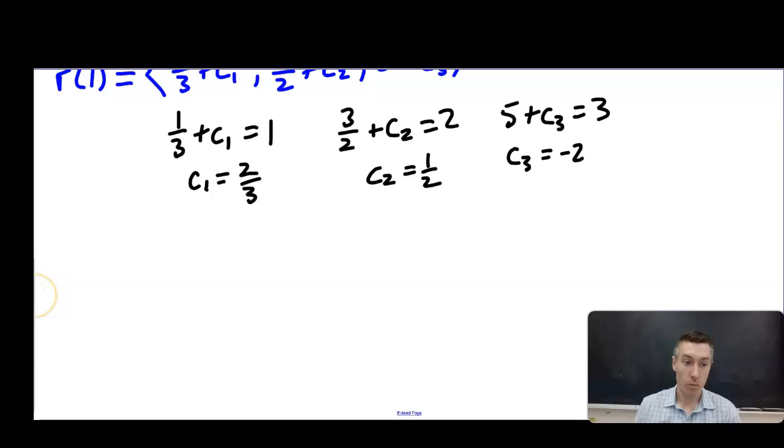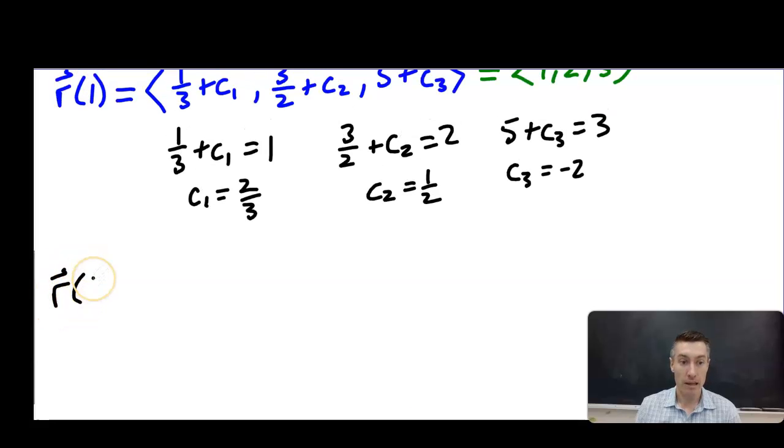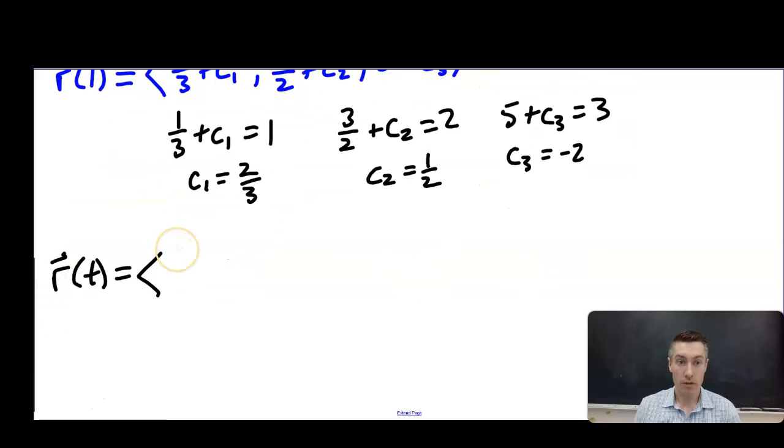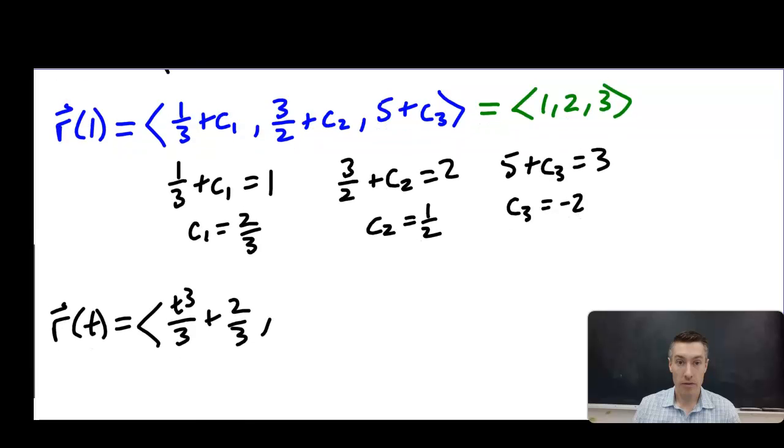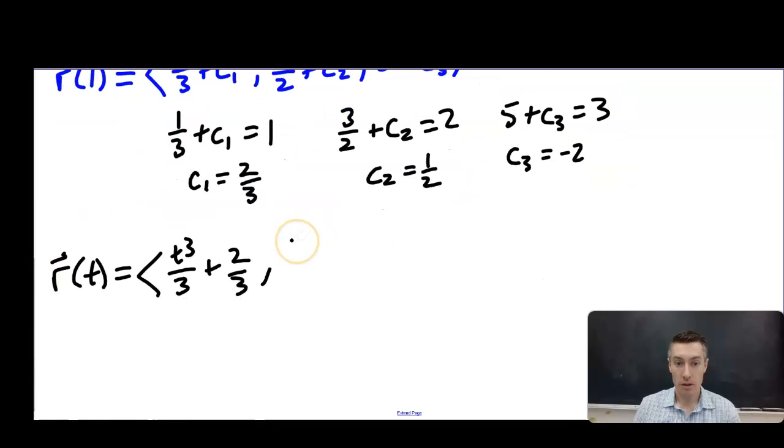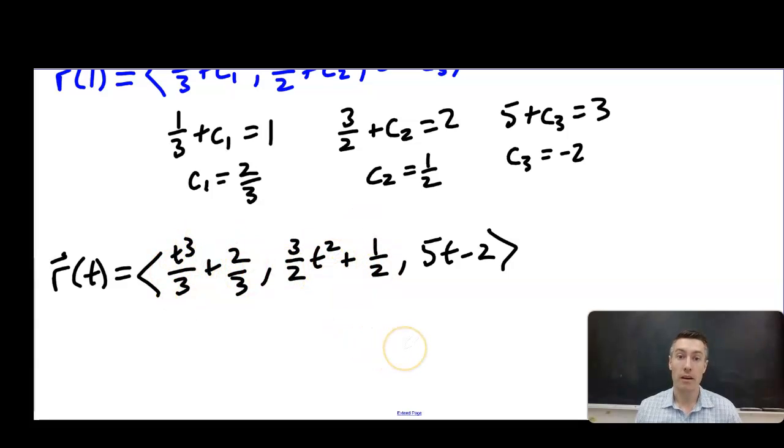So now we can go back and write r of t without the c1, c2, and c3. So just to remind myself, t cubed over 3 plus 2/3. And then we have 3 halves t squared plus 1/2, and 5t minus 2. And here we can write these as one expression or two separate, doesn't matter. But this is an example of an initial value problem.